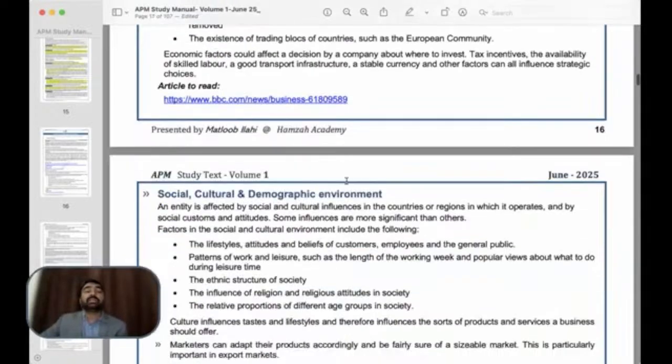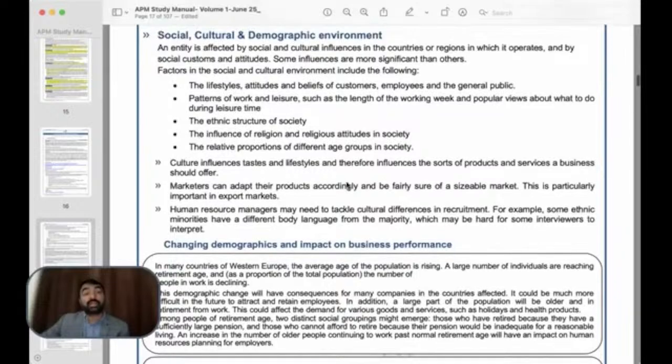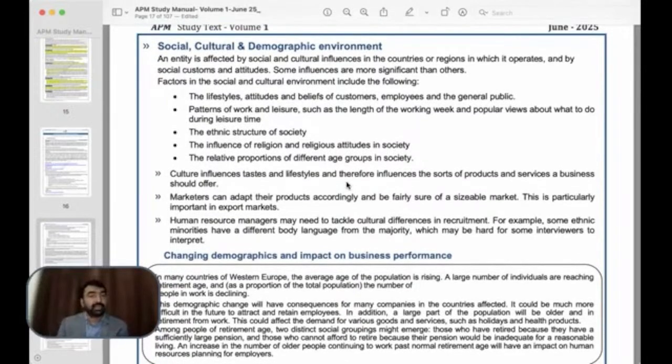Okay. Next factor is called social, cultural, and demographic environment. How this would affect the performance of the organization. For example, there is a change in people's behaviors. There's a change in people's taste. There's a change in people's lifestyle. There's a change in people's customs. There's a change in people's attitudes. So all these affect the performance of the organization. All these factors would affect performance in different ways.